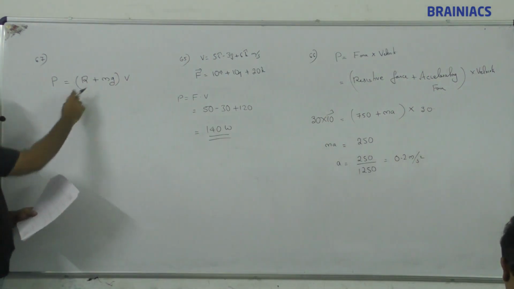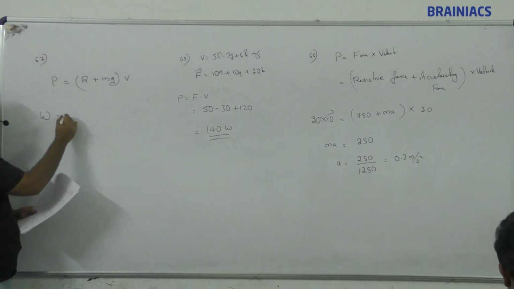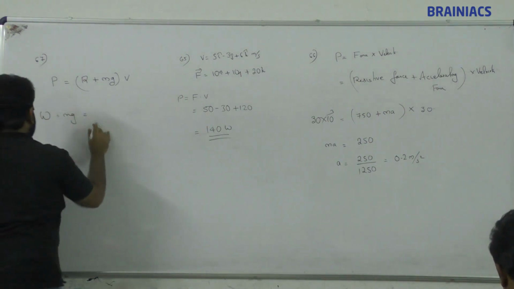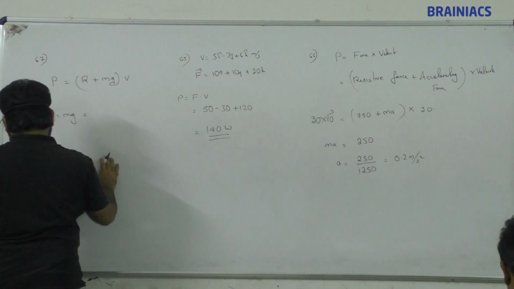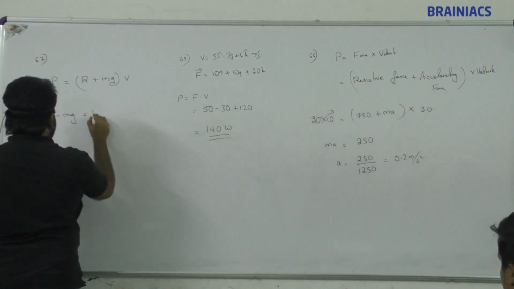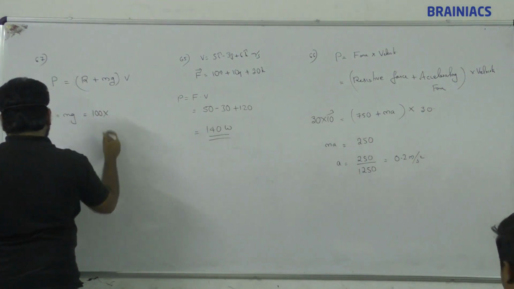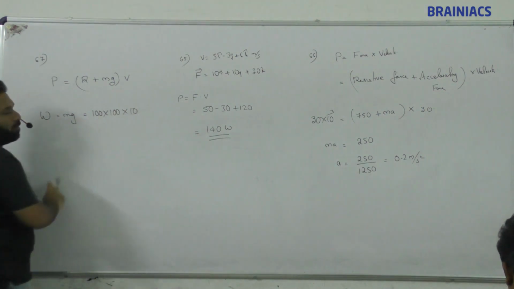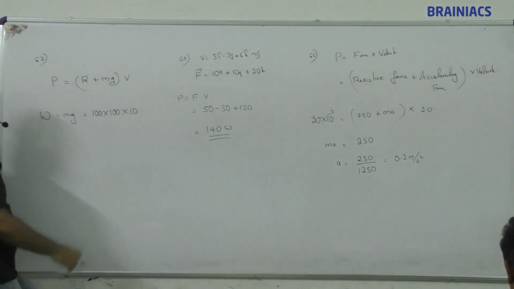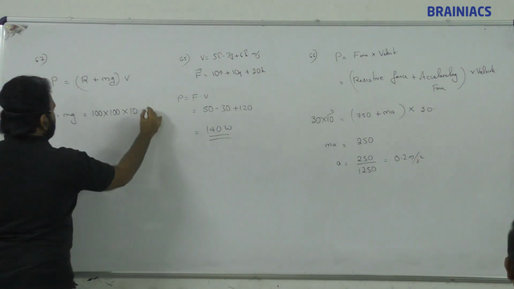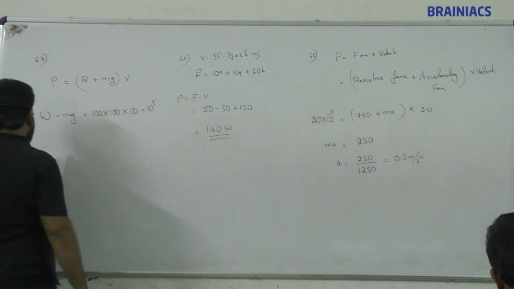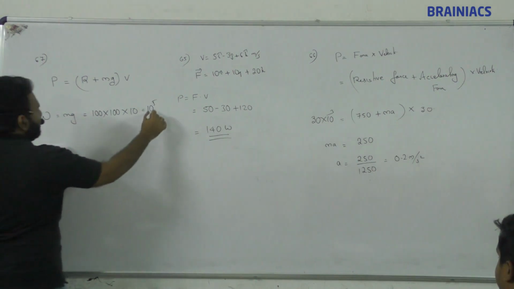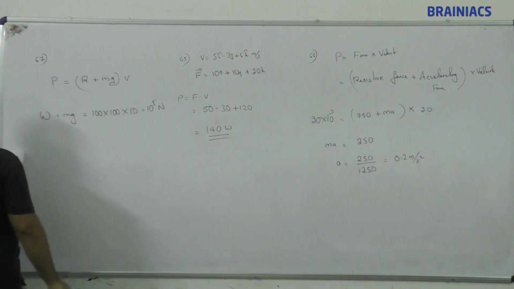What is the weight of the bus? Weight of the bus is mg. This is actually how much? 100 quintals. So 100 into again 100 into 10. This is equal to total weight mg. Correct? So how much will come? 10 raised to 5. 10 raised to 5 Newton is the weight of the bus.